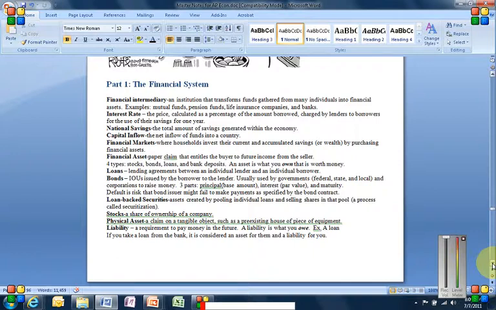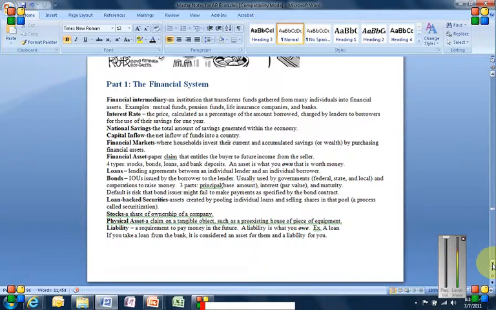Stocks are a share of ownership in a company. So if you own stock or somebody else owns shares of stock, essentially you are a part owner. You probably have a very small share compared to the other people that have shares in that company, but nonetheless you're considered an owner. A physical asset is a claim on a tangible object, something that's physical and tangible, such as a pre-existing house or a piece of equipment.